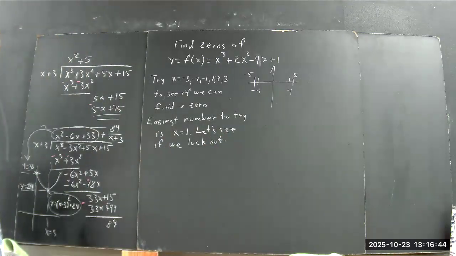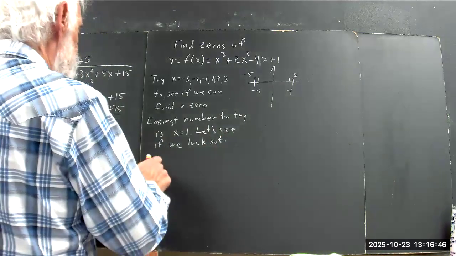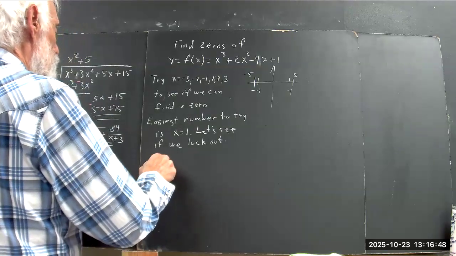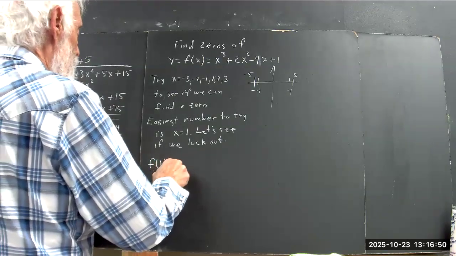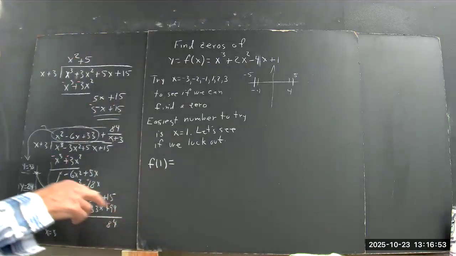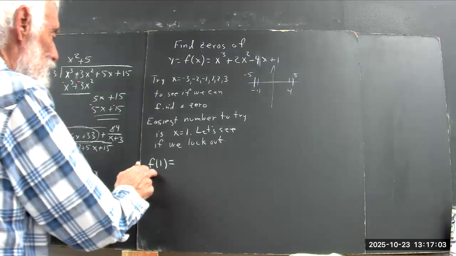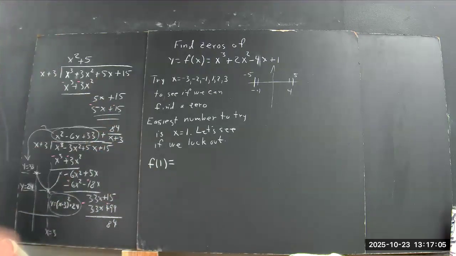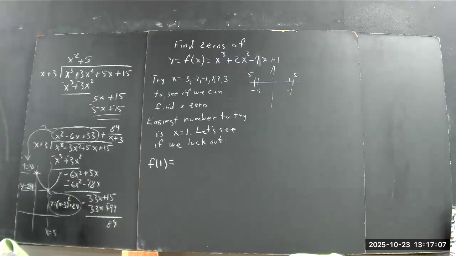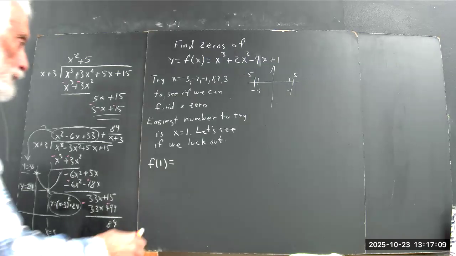Okay, easiest number to try is x equals 1. Let's see if we luck out. Now, I would write this out. I'd say f of 1 equals, just so when I come around and look at what you're doing, I know what number you're using, and so you know what number you use. That's a really handy, easy way to use function notation to show yourself what you're doing. It only takes about half a second to write that out.